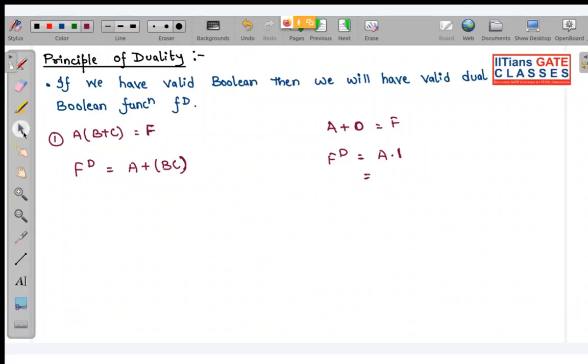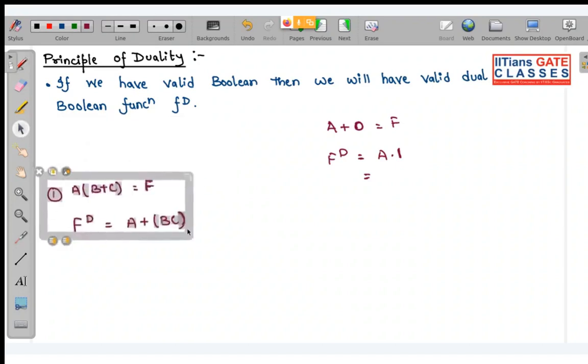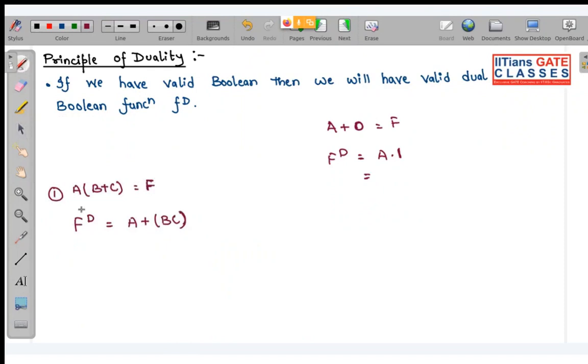Fine, so first take this example. I will erase it once again. If I solve this, the expression was there. So look very carefully. This expression I have. This is AB plus BC.